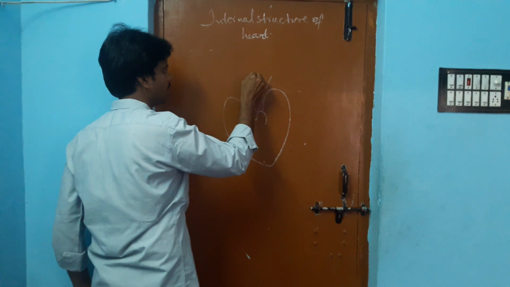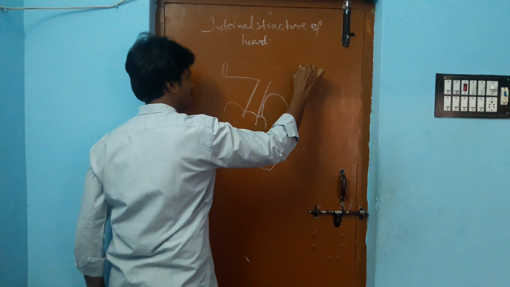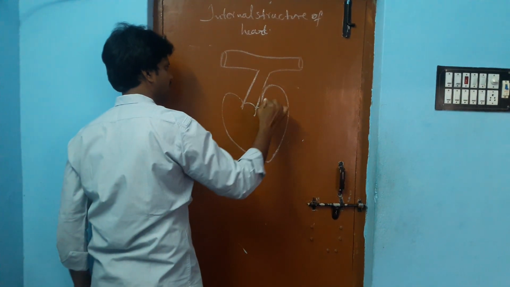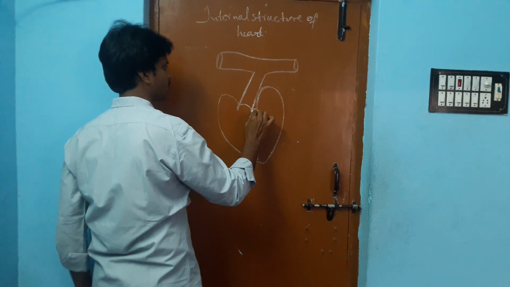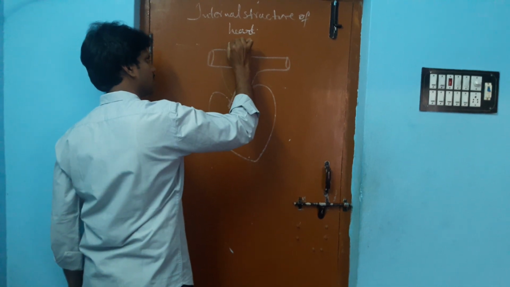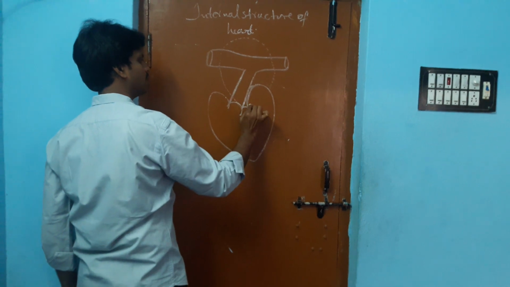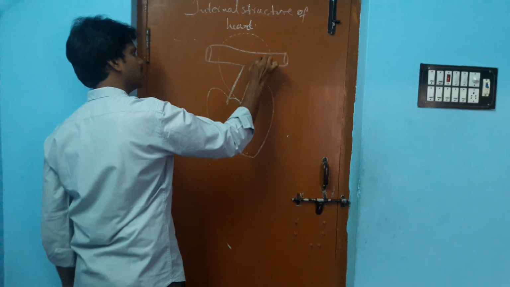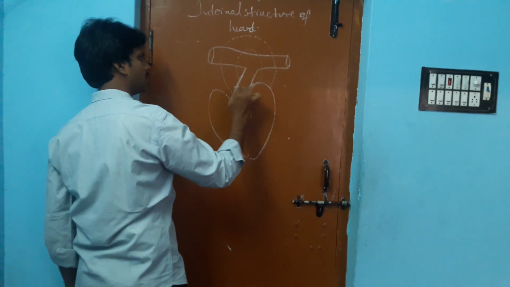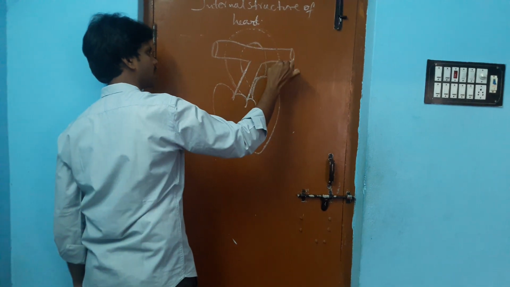This is a pulmonary artery, and I am going to draw the largest artery called the systemic aorta. This is the largest artery called systemic aorta.